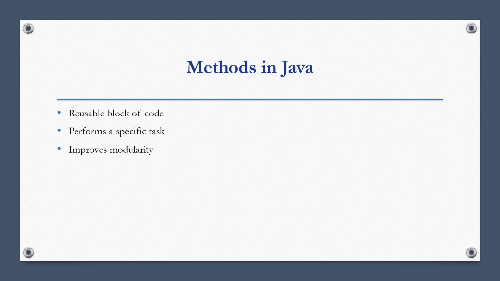Modularity means if you write multiple tasks within one code, you can split them into separate functions. Suppose you add, subtract, multiply and divide in one code, we can write a separate function or method for each, and it will be easy to maintain and reuse that code.